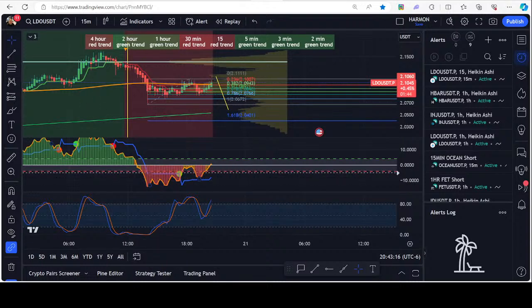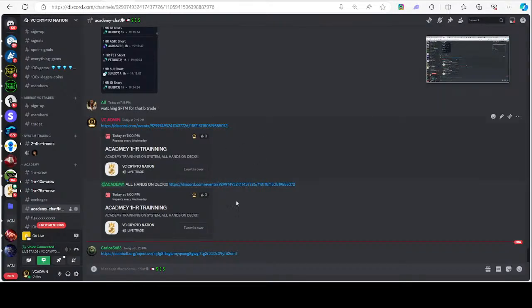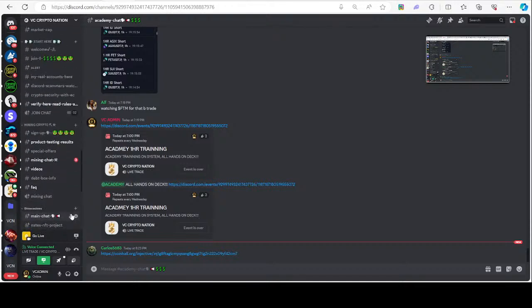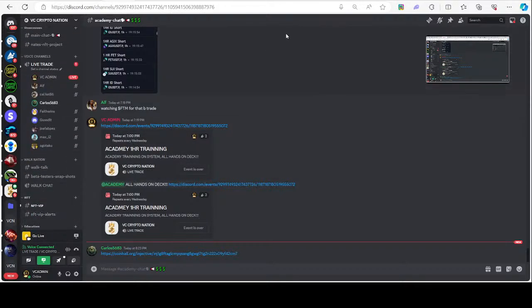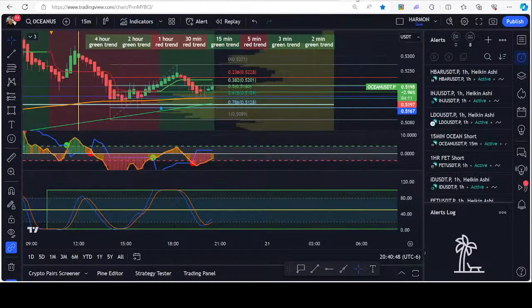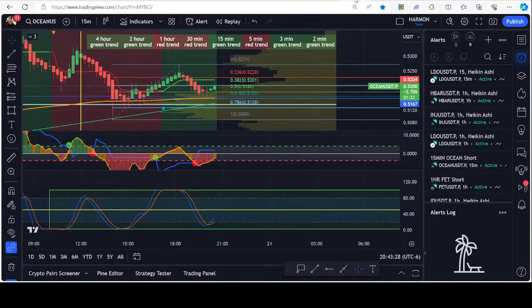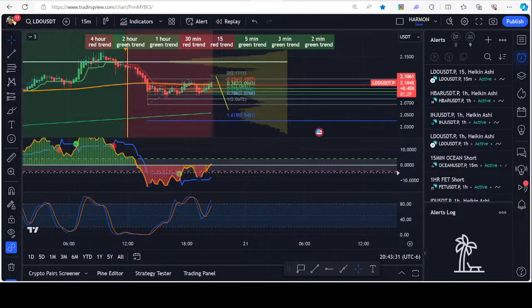So when LDO gets the other 15-minute red moon, is that when we enter at the red moon? Which one, Ocean or LDO? LDO. Oh, you were talking about LDO. Okay. So what we're doing is, this is called a moon reset.